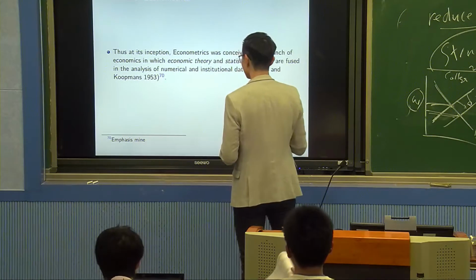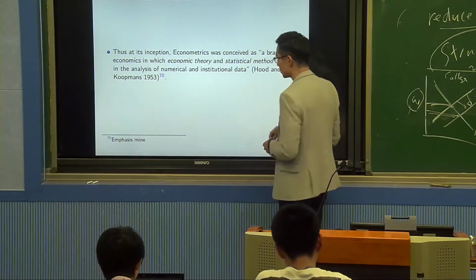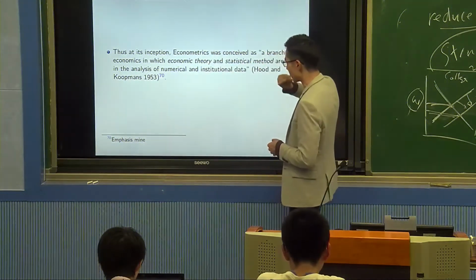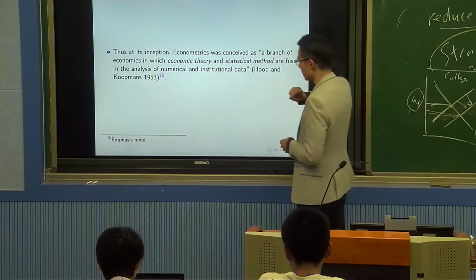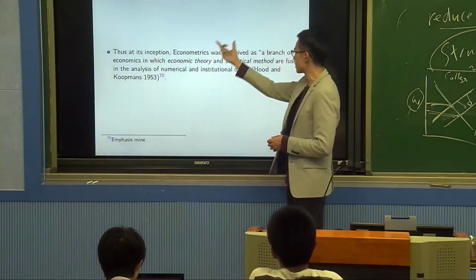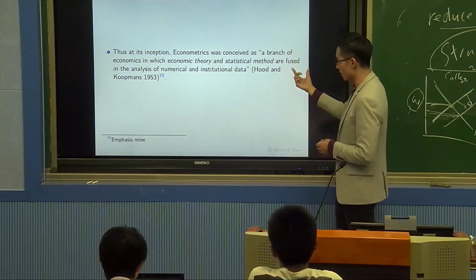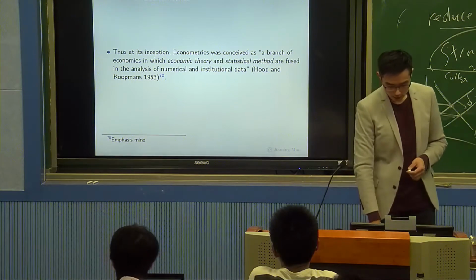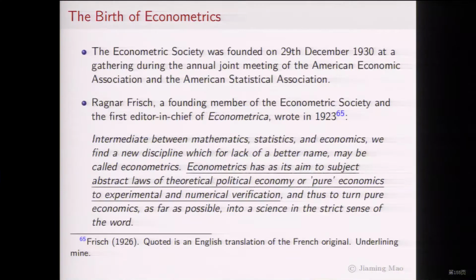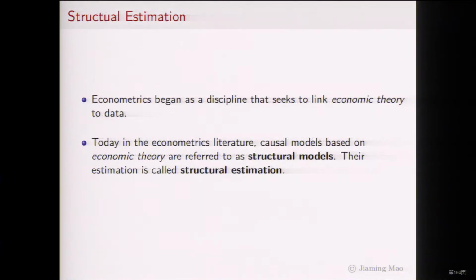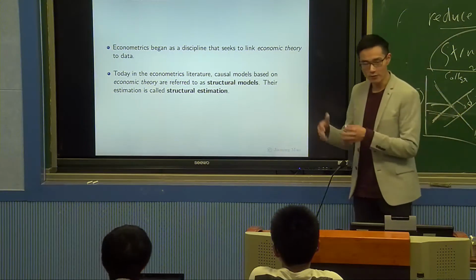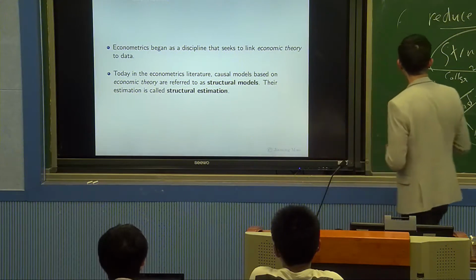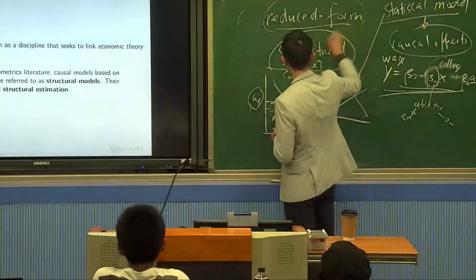Okay, so in summary, this is what Hood and Koopmans wrote. In summary, econometrics was conceived at the very beginning as a branch of economics in which economic theory and statistical method are fused together in the analysis of data. Okay, so today econometrics is very different. The way that econometrics is done today is different from the way it was founded in the very beginning. Today, like I said, we have reduced form and structural.